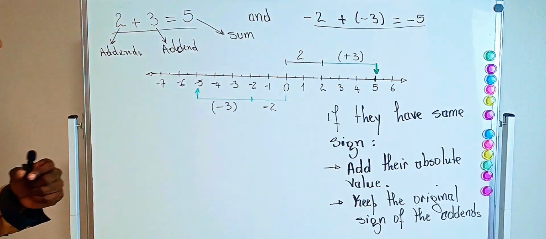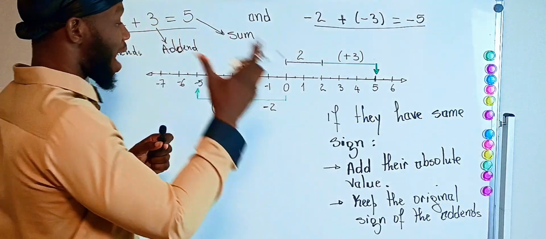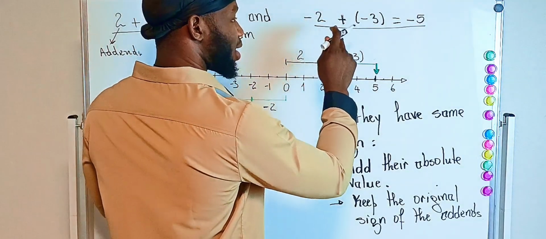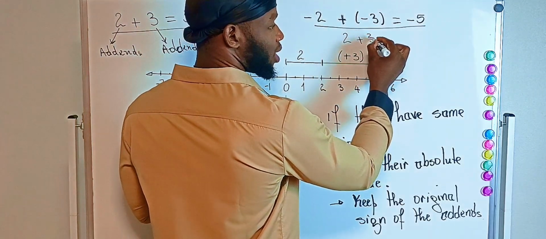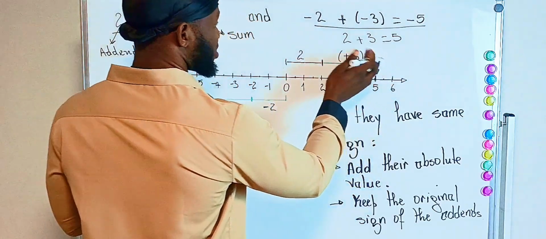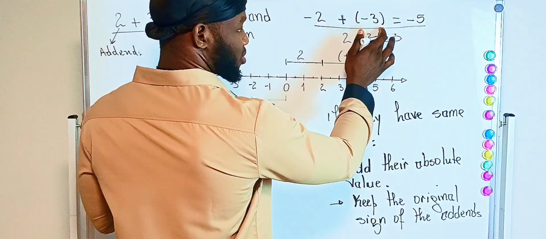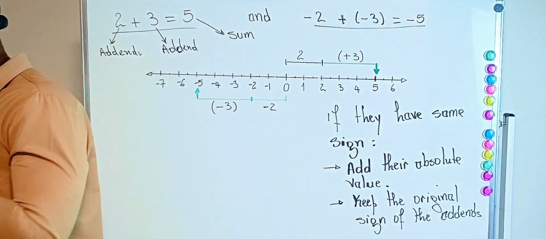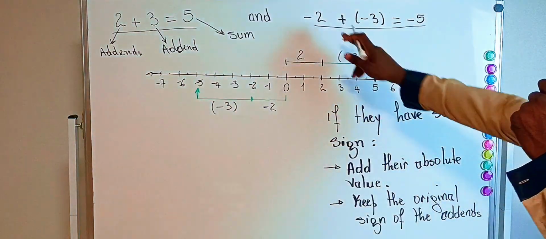So easy. The rule said, if I got two numbers to add, what should I do? I add their absolute value. That means I add the absolute value of -2. I know the absolute value of -2 is 2. The absolute value of -3 is 3. So I add it and I keep the sign. I add this plus this, the absolute value, and I keep the sign, which is -5, since the signs of the addends were negative over here.